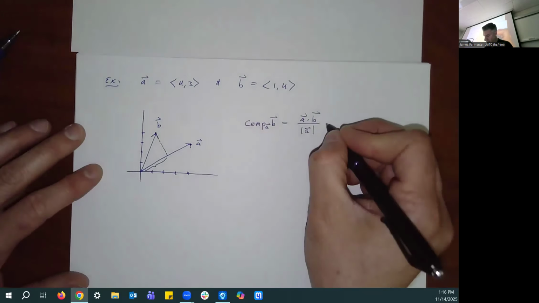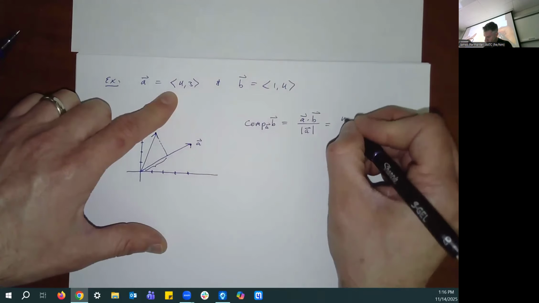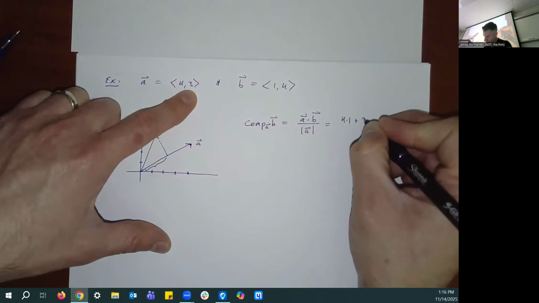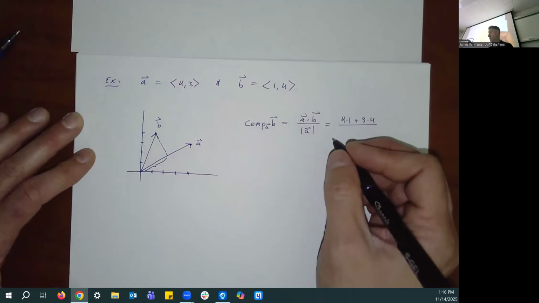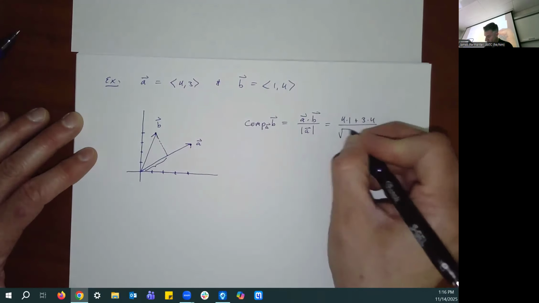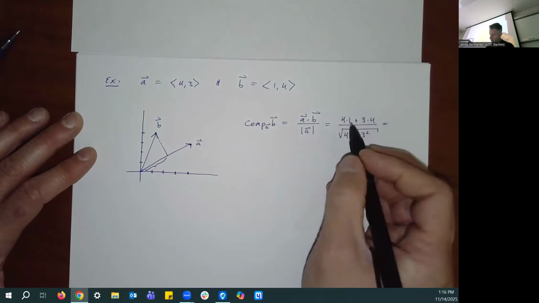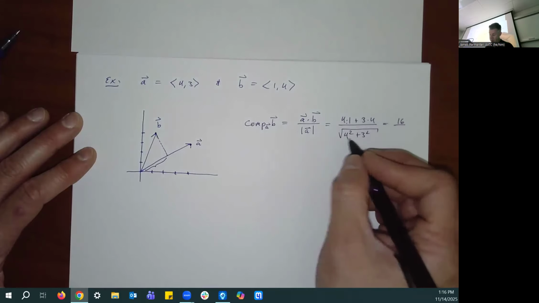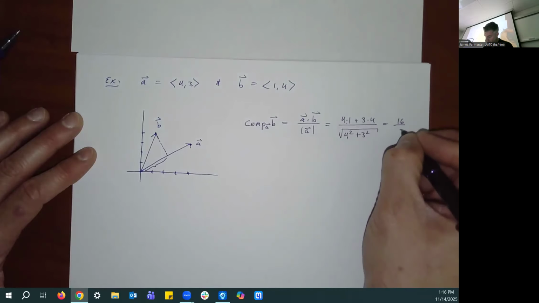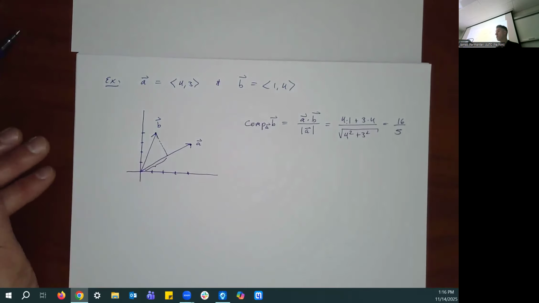So that's going to be, let's see, A dot B is going to be 4 times 1 plus 3 times 4, divided by the magnitude of A. A was picked on purpose to have a nice magnitude. The square root of 4 squared plus 3 squared, which ends up being 4 plus 12 is 16, divided by the square root of 16 plus 9 is 25. So 16 over 5, or a little bit more than 3.